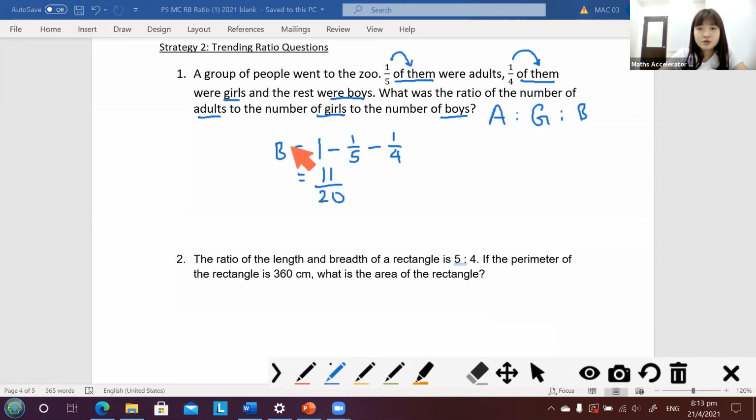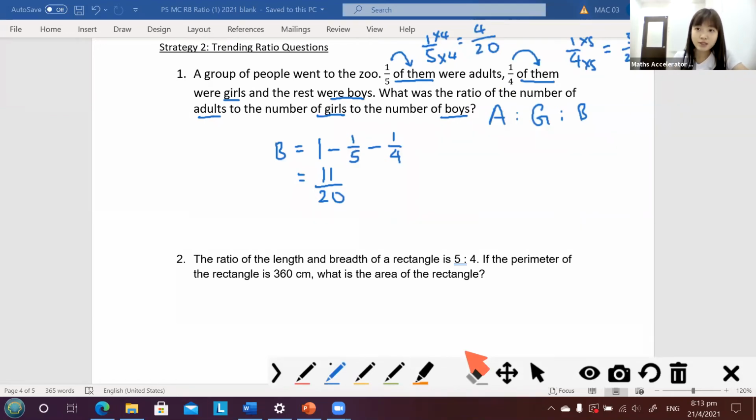Okay, so the adults, 1/5. The boys is 11 over 20 here. Let's change it to the same denominator. You can also change here, times 4 times 4, 4 over 20. As for the girls, 1/4 times 5 times 5. We change to the same denominator, 5 over 20.